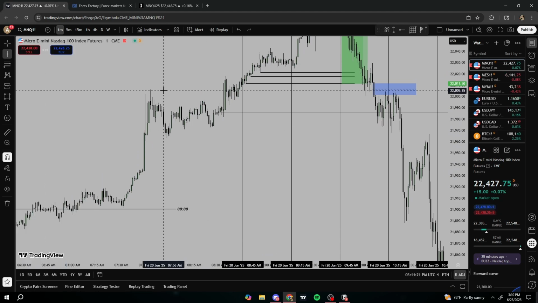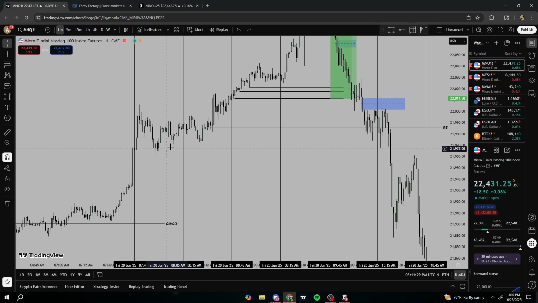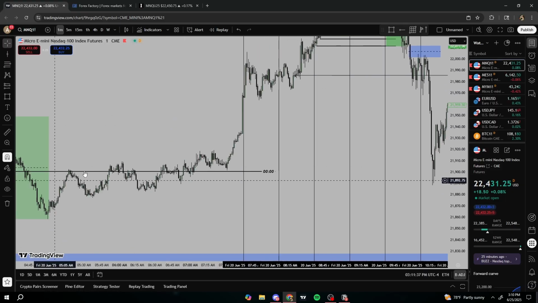We have these time-based relative equal lows right here, right? These two. However, these aren't the strongest drawn liquidity because it's not in this specific macro, and it's not London and Asia lows.